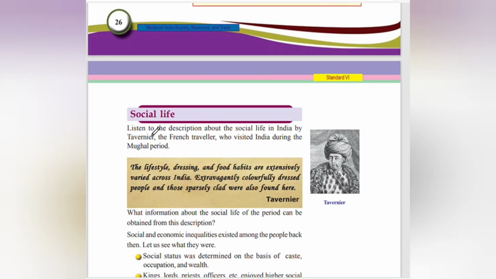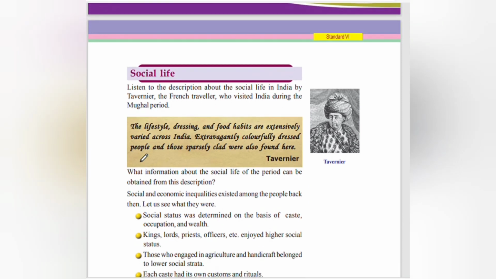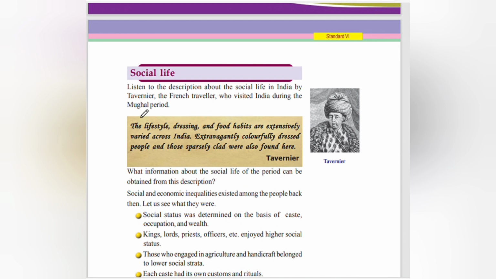Social life. Listen to the description about the social life in India by Tavernier, the French traveller who visited India during the Mughal period. The lifestyle, dressing, and food habits extensively varied across India. Extravagantly, colorfully dressed people and those sparsely clad were also found here. What information about the social life of the period can be obtained from the description?